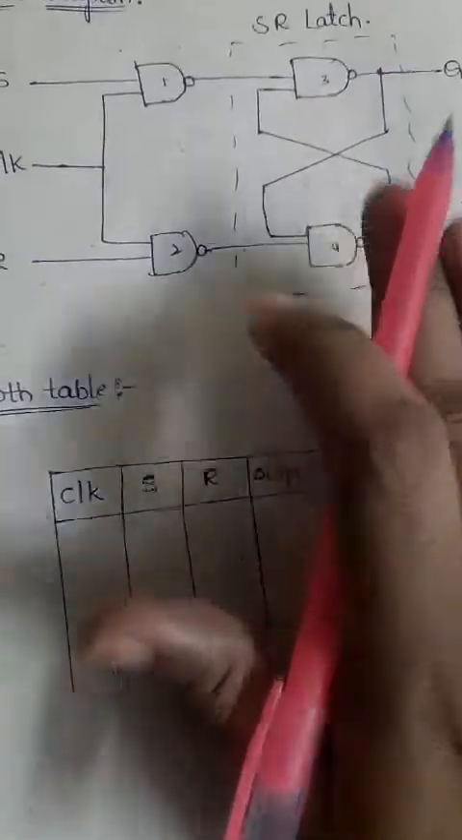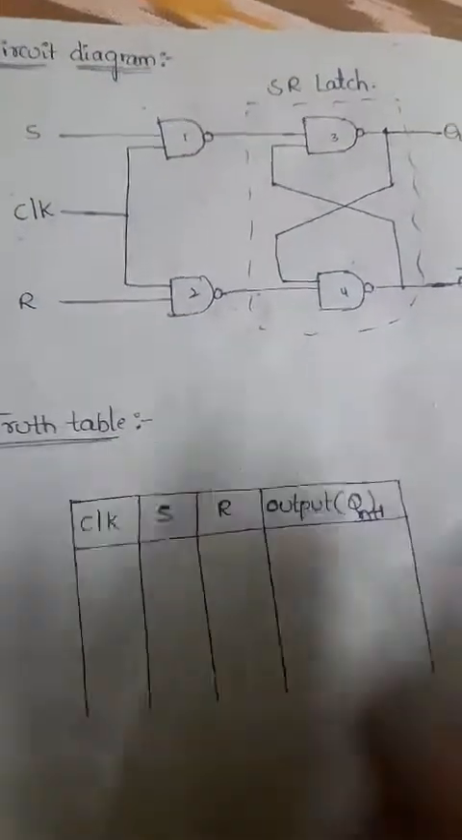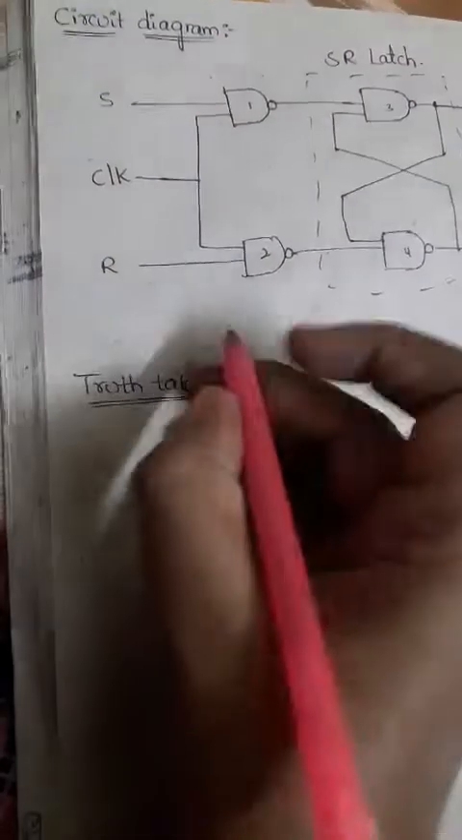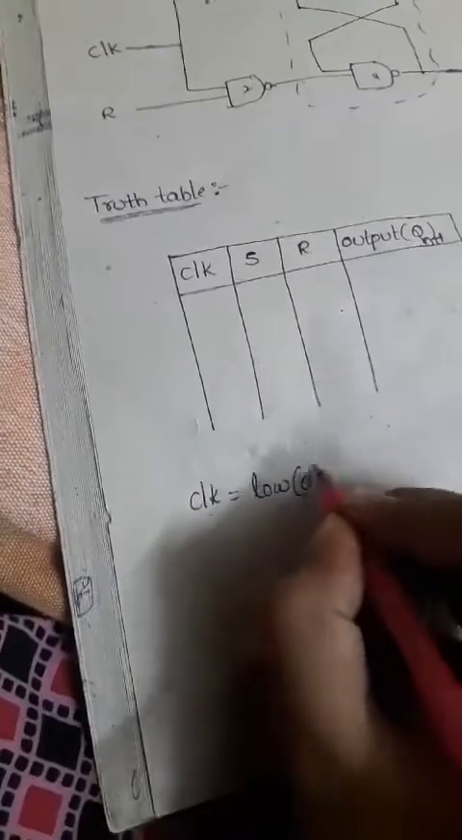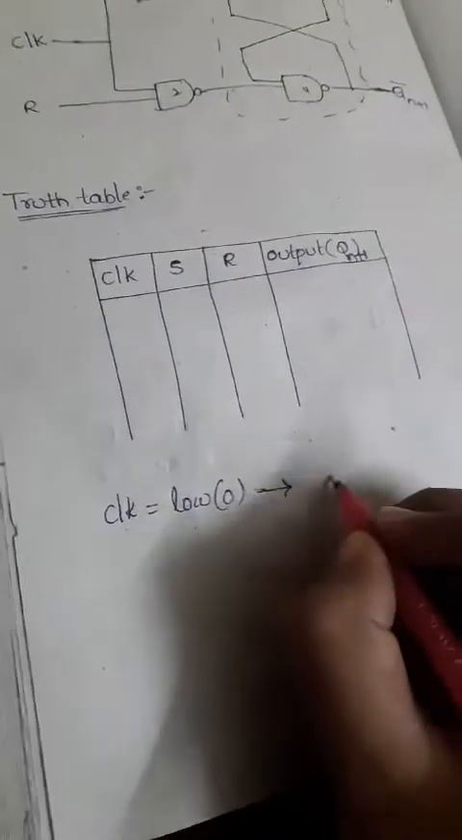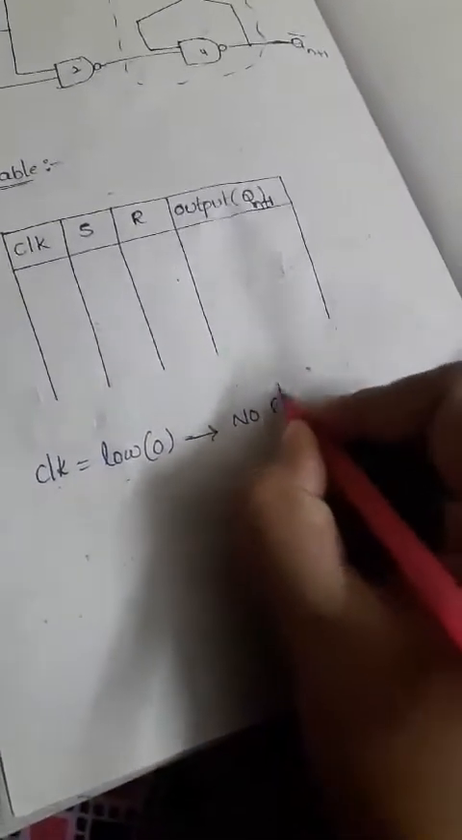Whenever the clock signal is high, the following changes occur. I will show that. Remember one thing: whenever the clock signal is low, that is nothing but 0. Low means 0. So whenever the clock signal is 0, the inputs do not affect the outputs, and we get the output as no change.